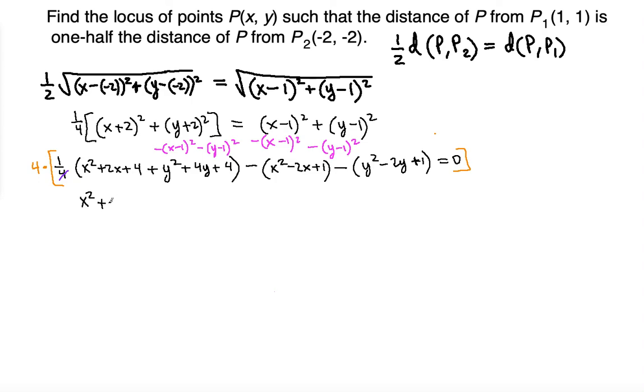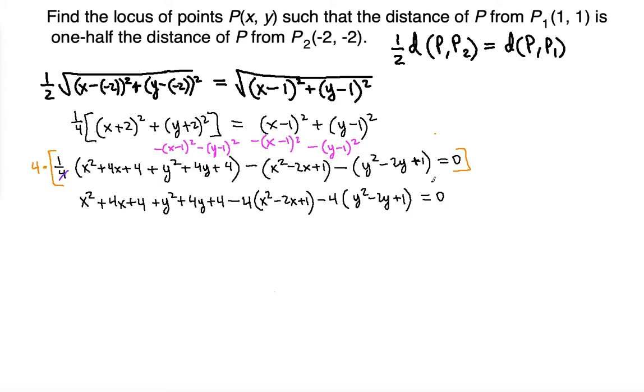Right, so what that gives us is x squared plus 4x plus 4, and I don't know why I wrote 2x before. This should be a 4. So 4, okay, 4 plus y squared plus 4y plus 4. And then minus, now 4 will be multiplied to this, right? So minus 4 times x squared minus 2x plus 1, minus 4 times y squared minus 2y plus 1 is equal to 0, right? 4 times 0 is still 0.